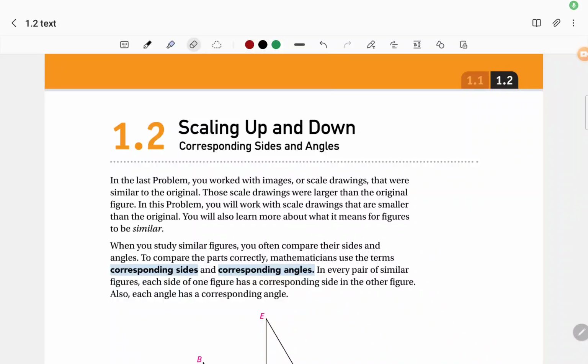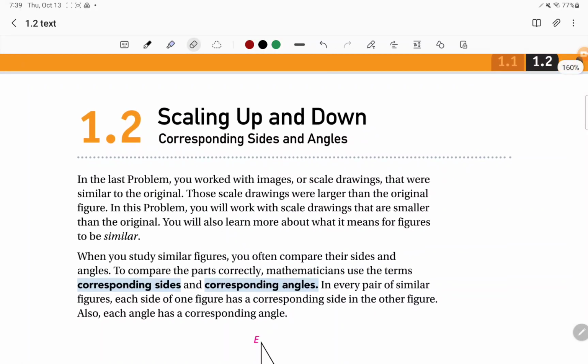In this video, we're going to be taking a look at 1.2, scaling up and down. We have looked at previously these things called scale drawings, which we talked about were like blueprints. When you have the blueprints of a house, that is a scale drawing of the house. And then also the idea of what it means for shapes to be similar, meaning they are the same shape, they're just different sizes. So if you don't have that written down in your notes, make sure you write that down. Similar means same shape, different size.